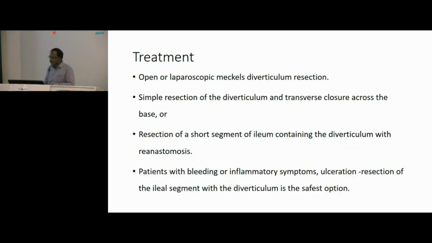So for treatment of Meckel's diverticulum in elective cases, we can do laparoscopic or laparoscopic-assisted Meckel's diverticulum resection, or open surgery can also be done. The treatment includes a simple resection of the diverticulum with transverse closure at the base, or a short segment of the involved ileum containing the diverticulum can be resected, and anastomosis done. The latter approach is preferred, and in patients with bleeding or inflammatory symptoms, resection of the adjacent ileal segment is the safer option.